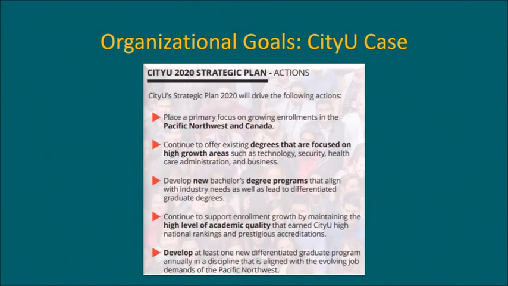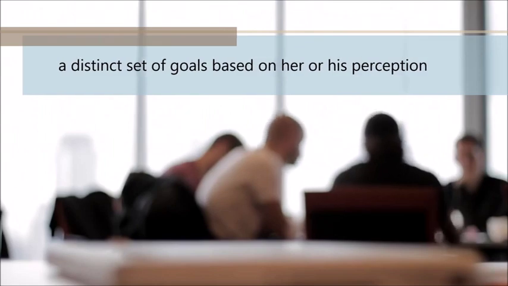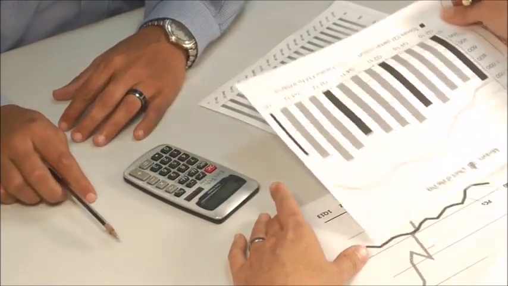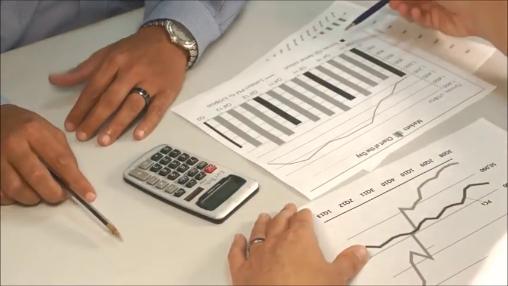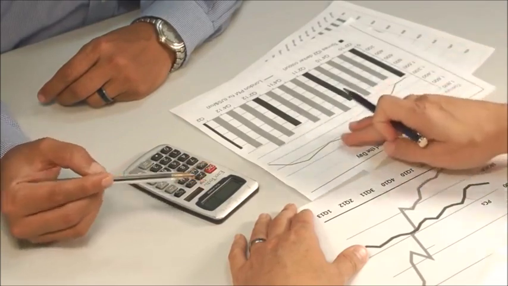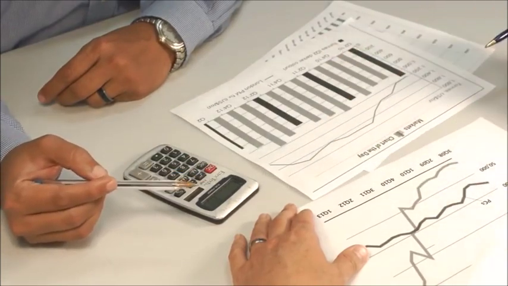Here at CityU, the executive team sets strategic goals and actions periodically. When executives gather to renew the objectives and plans, each member expresses a distinct set of goals based on her or his perception of what needs to be done. After individuals present their unique goals, the committee engages in a bargaining process to narrow down the proposals and settle on a handful of objectives.